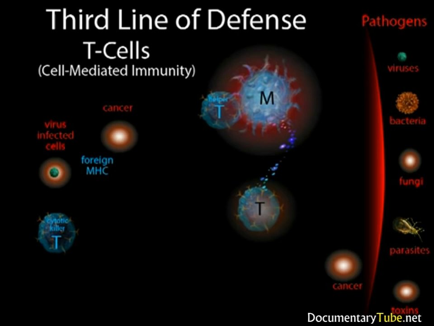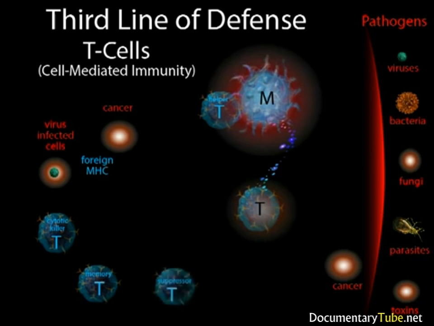Cytotoxic, or killer T cells, and helper T cells are classified as effector T cells. Memory T cells store the chemical compositions of pathogens and the attacks against them. Suppressor T cells shut down the immune system in case the attack is against the body itself, an autoimmune response, or when the immune response is over.